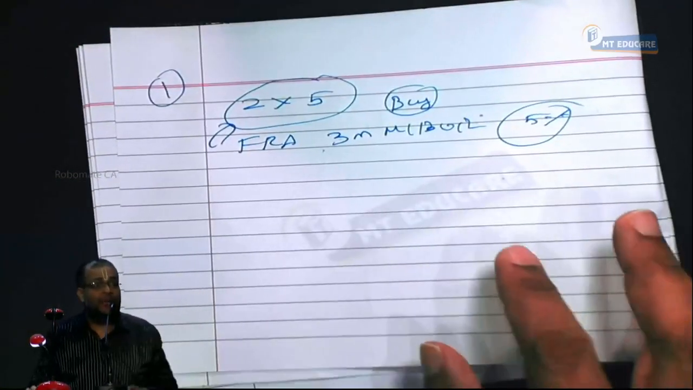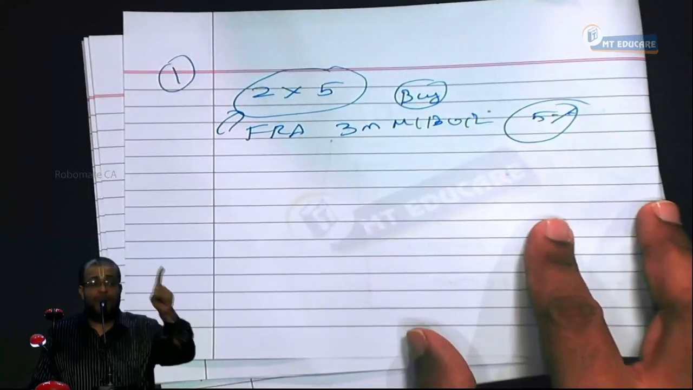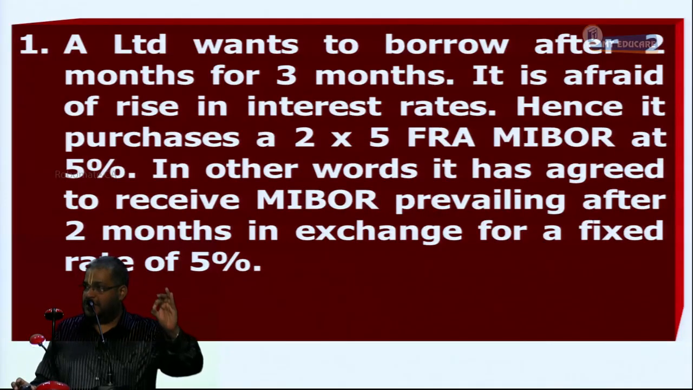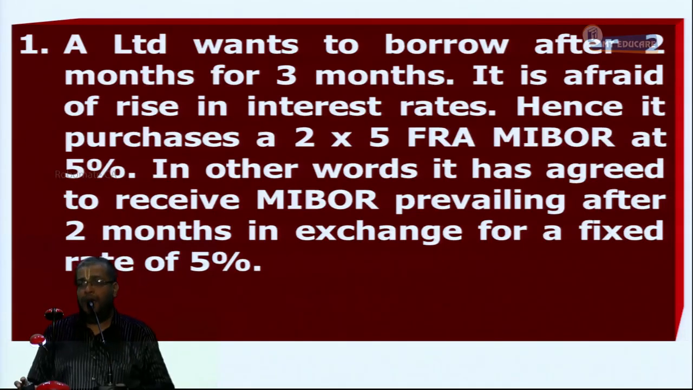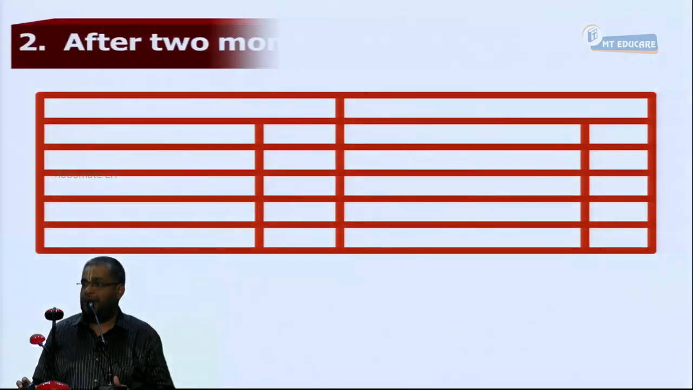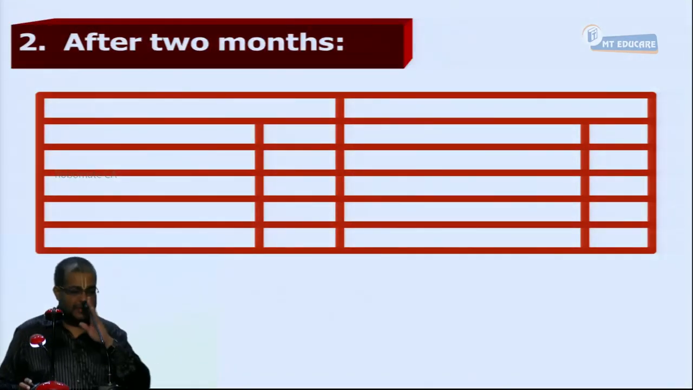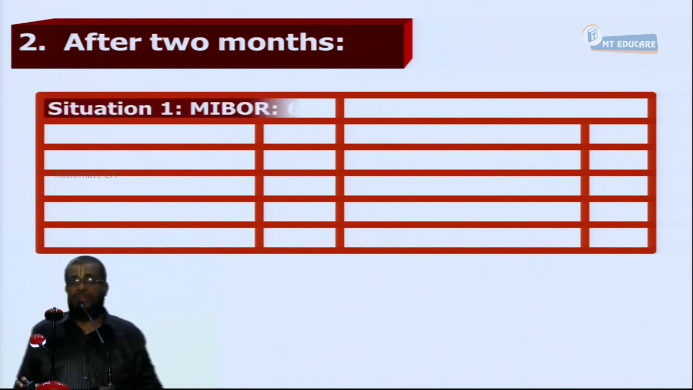I want an answer. Yes or no? Should I explain once again? Can I proceed? Okay. All of you participate. In other words, it has agreed to receive what? MIBAR prevailing after 2 months, in exchange for what rate here? Fixed rate of 5%. Now, look at the details. After 2 months, let us see the situation.